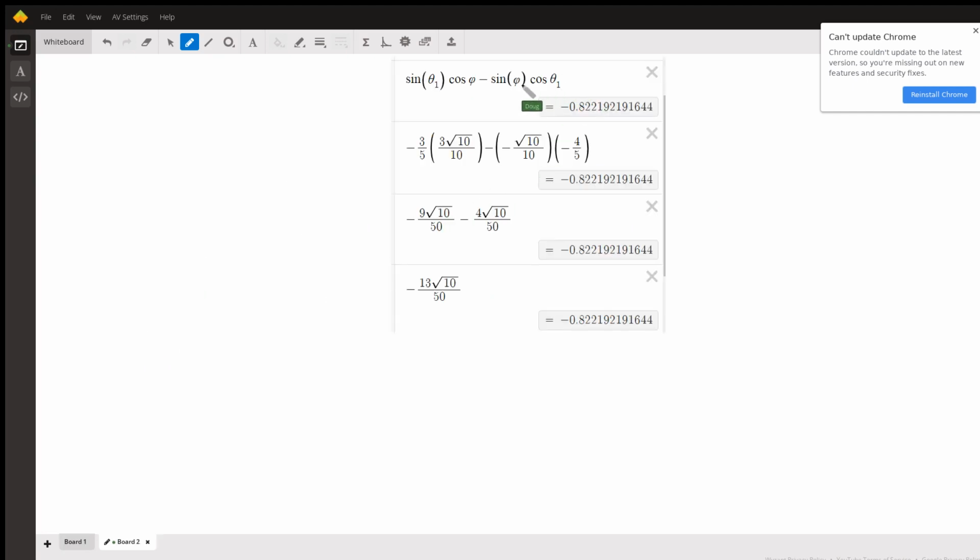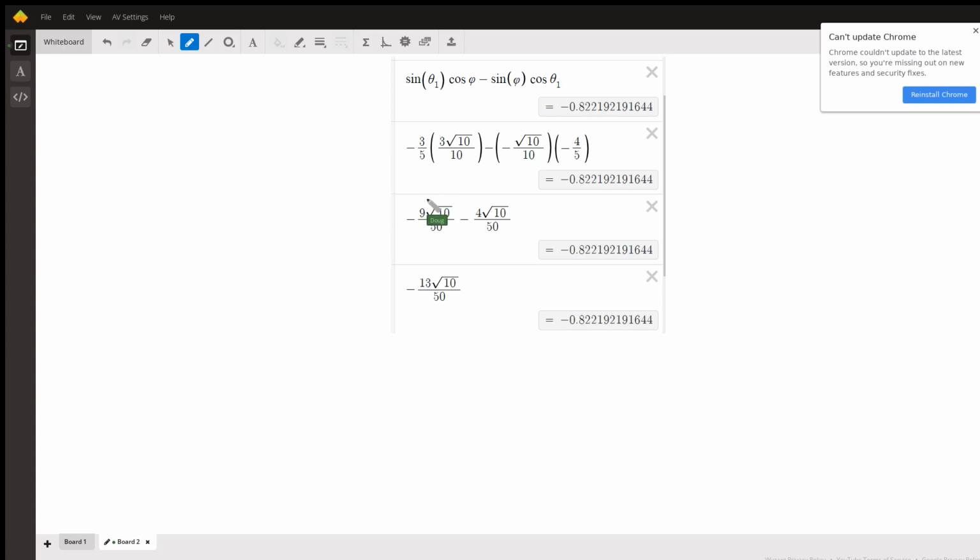And here's what a simplification might look like. There's the sine of theta times the cosine of phi minus the sine of phi times the cosine of theta. And you can see these all lead to the same result. By the way, to get these values, I did actually say that theta sub 1 equals the inverse tangent of 3/4 and put the angle in the fourth quadrant or third quadrant.